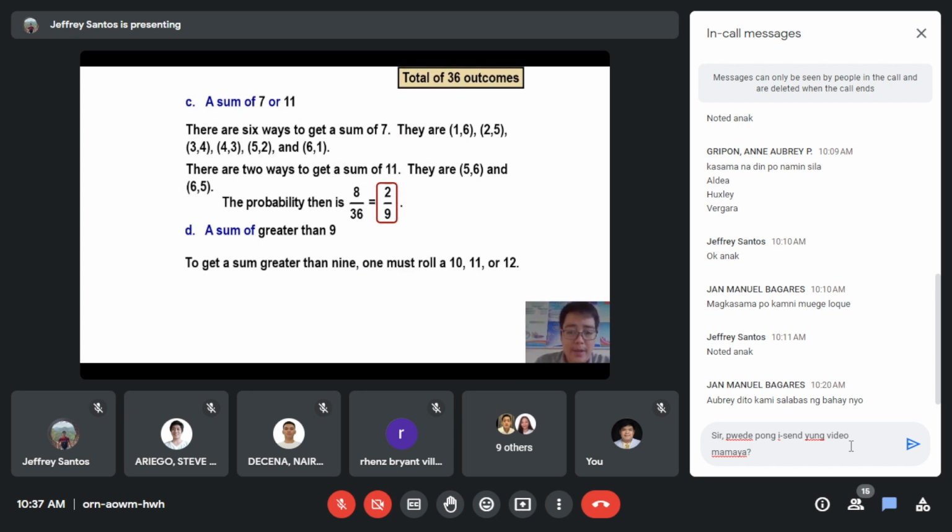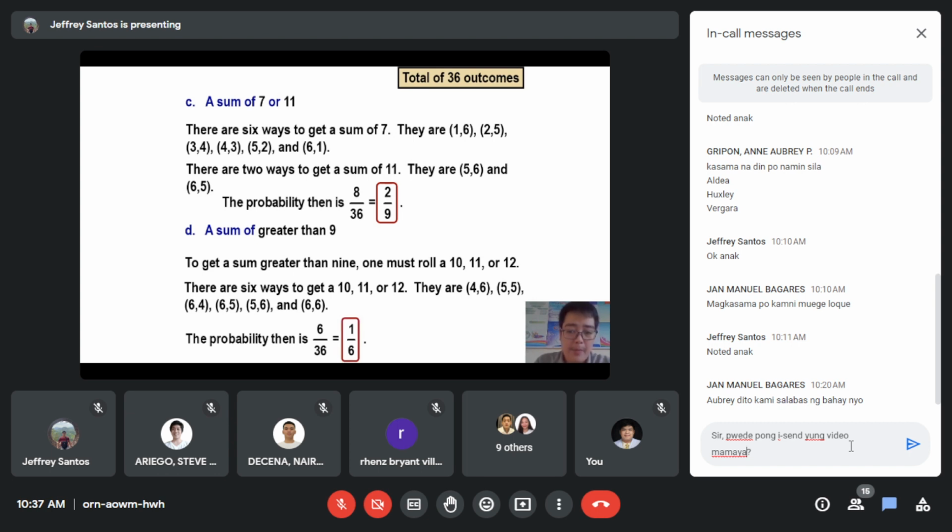To get a sum greater than 9, one must roll a 10, 11, or 12. Tama ba? So ngayon, ililista niyo yung possible combinations. There are 6 ways to get a 10, 11, or 12. They are (4,6), (5,5), (6,4), (6,5), (5,6), and (6,6). So then, the probability is 6 divided by 36, which will be 1 over 6.